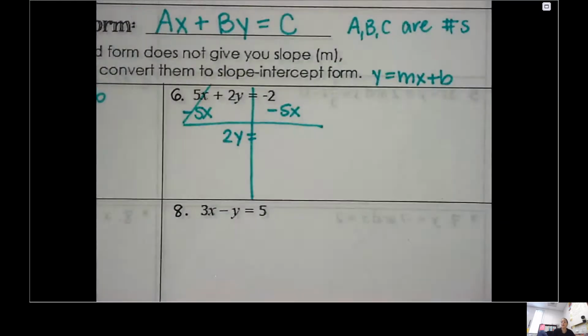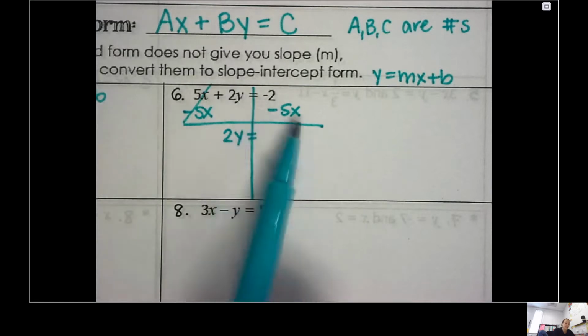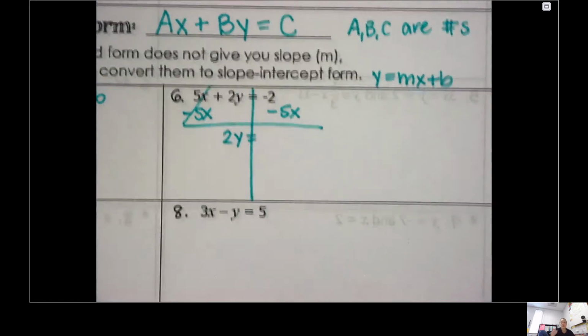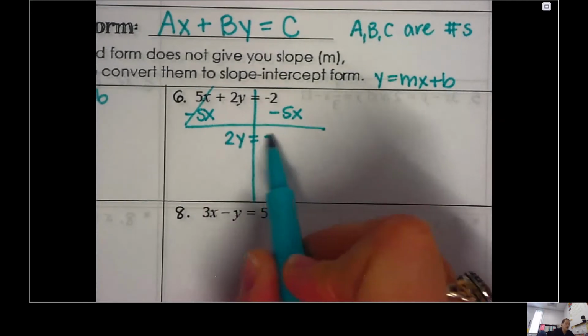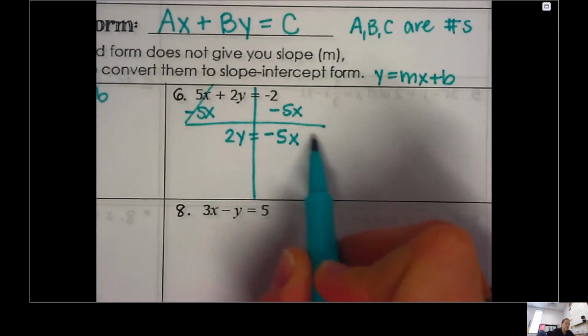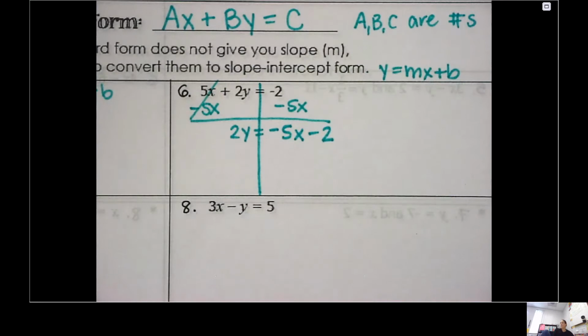2y equals. Now I can't put these together, right? One's got an x and one doesn't. So I'm just going to rewrite them, and I want to put the x value first. Negative 5x minus 2. And then we have to divide everything by 2. Why? To get the y alone.